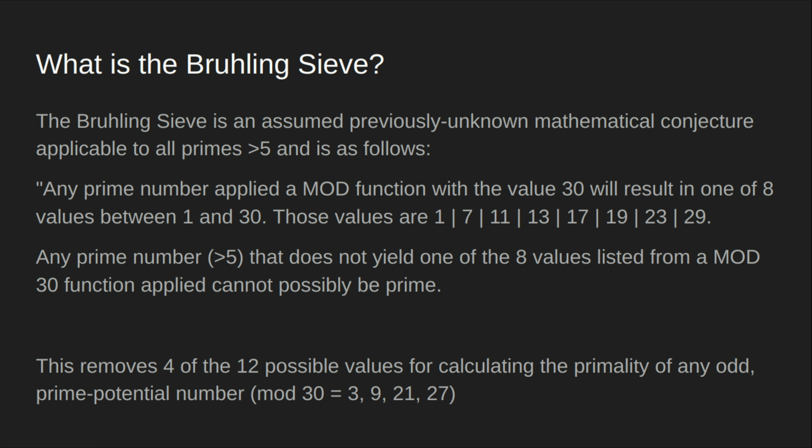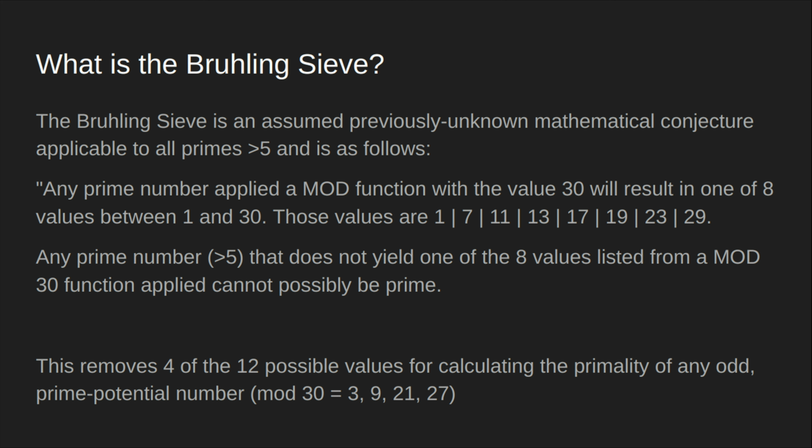The Bruling sieve is an assumed previously unknown mathematical conjecture applicable to all primes greater than 5, and is as follows. Any prime number applied a mod function with a value of 30 will result in one of 8 values between 1 and 30. These values are 1, 7, 11, 13, 17, 19, 23, or 29.